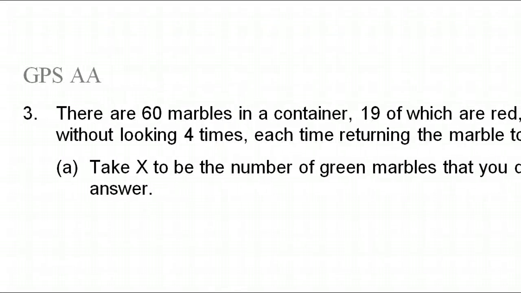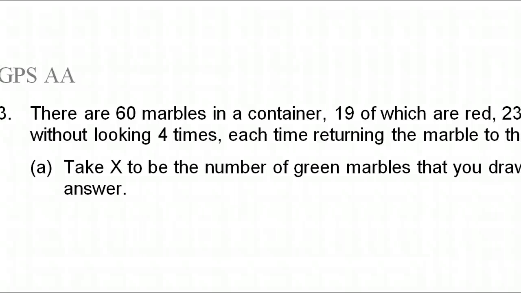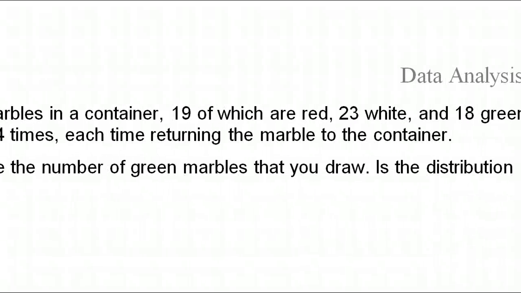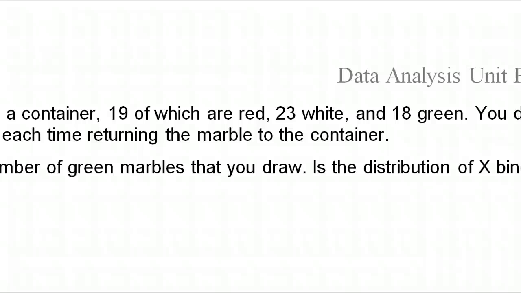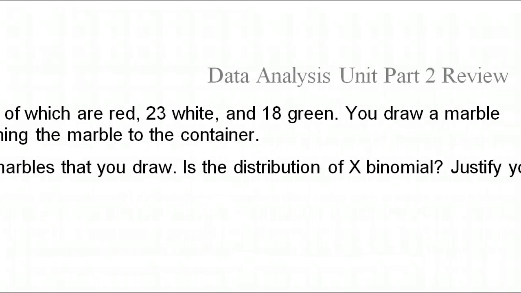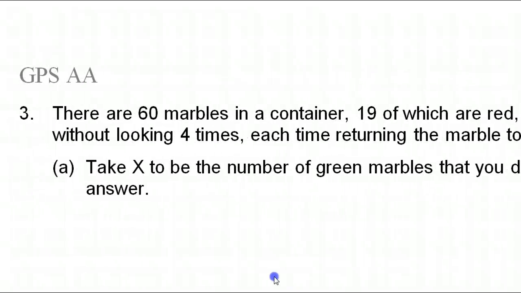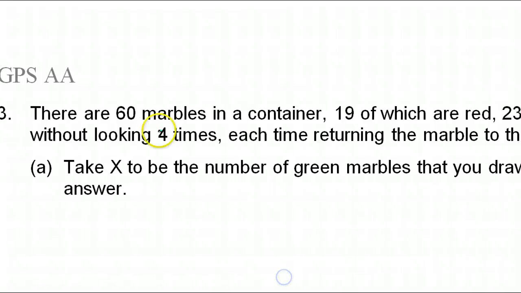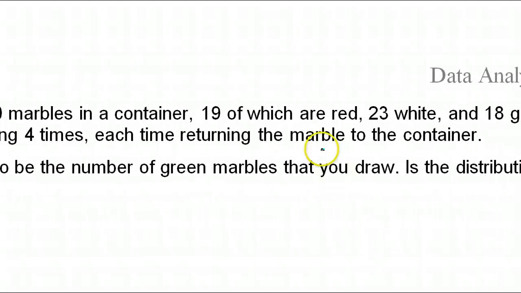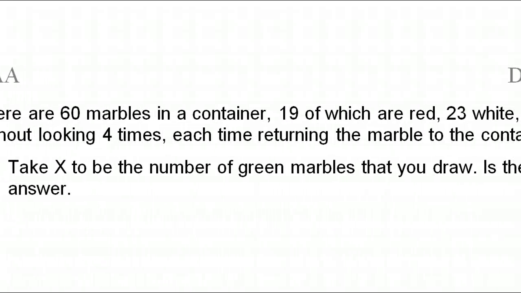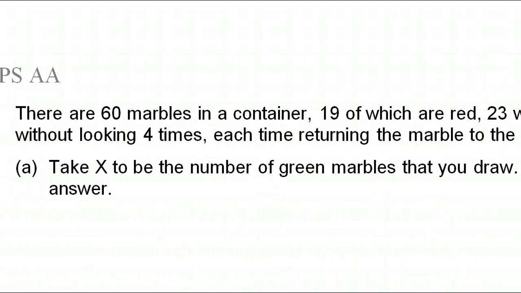There are 60 marbles in a container. Okay, 19 are red, 23 are white, and 18 are green. You draw a marble without looking 4 times, each time returning the marble to the container. So there's that part that makes it independent again. If you didn't return the marble, it would not be a binomial situation. Anyway, take X to be the number of green marbles that you draw.